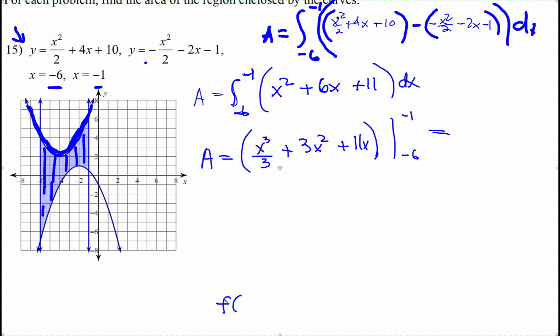So uppercase F of b subtract F of a. So when we plug -6 into there, -6 cubed is -216, divide 3, and it looks like that will go in evenly, so we'll do that in a second. -6 squared is 36. 36 times 3, I believe, is 108. And then -6 times 11 is -66.